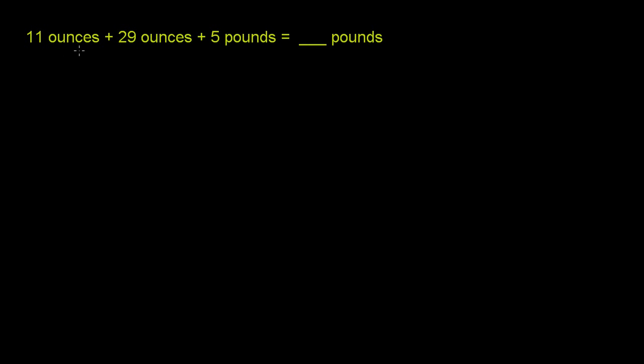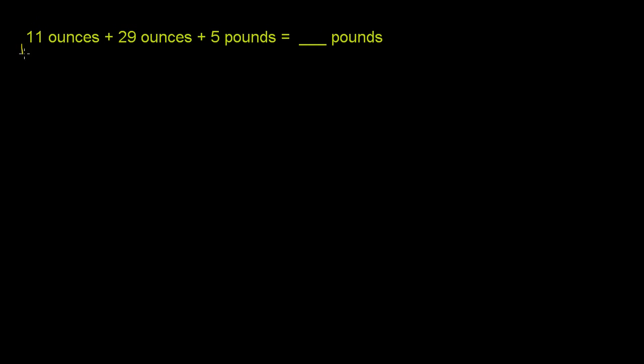We have 11 ounces plus 29 ounces plus 5 pounds is equal to how many pounds? So we need to add these three quantities right here, and they want us to give the answer in pounds. We can only add quantities that have the same unit. So let's just add these ounces first, just to get them out of the way. And then maybe we can convert them to pounds, or convert the pounds to ounces. But we'll probably convert them to pounds so that our final answer is in pounds.